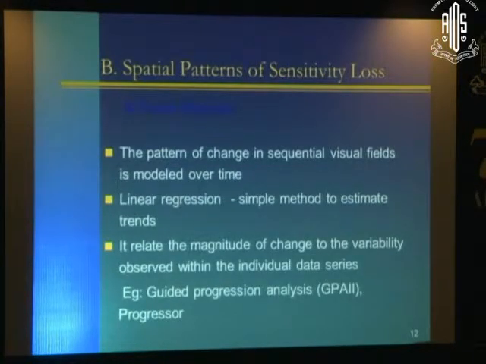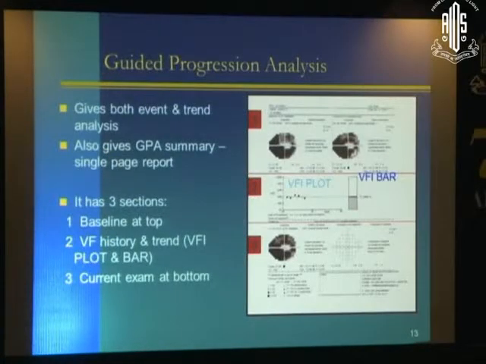And as I mentioned, the trend is the pattern of change in sequential visual fields, and it gives a linear regression, and it is a simple method of estimating. The machine does it for you. You need not know how the linear regression is done. As long as you remember, the trend analysis compares all the visual fields in between also. And guided progression analysis is the latest one that is available in Humphrey, which if you have that machine, you can use it for your day-to-day clinical practice.